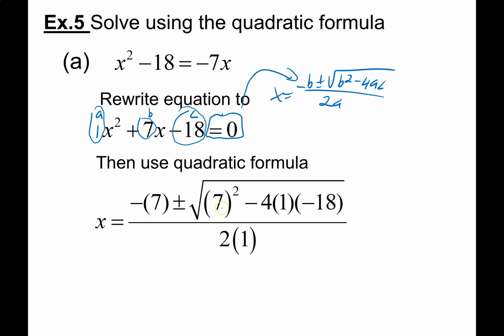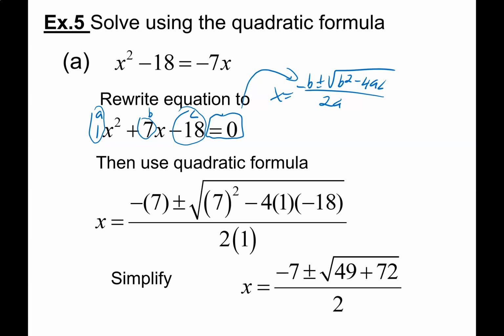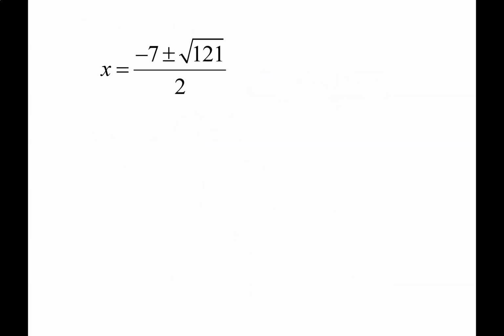So from here, we clean it up a little bit. I get negative 7. 7 squared is 49. Negative 4 times 1 times negative 18 is positive 72. So I get something like that. And then if you work on the inside here, 49 plus 72 is 121. So I get negative 7 plus or minus the square root of 121, and that makes 11.